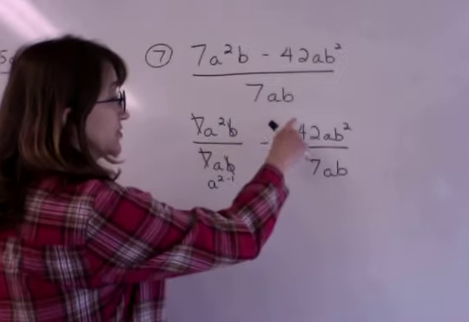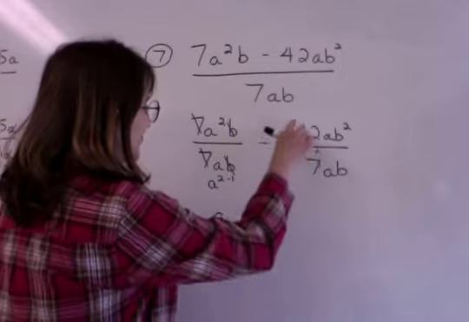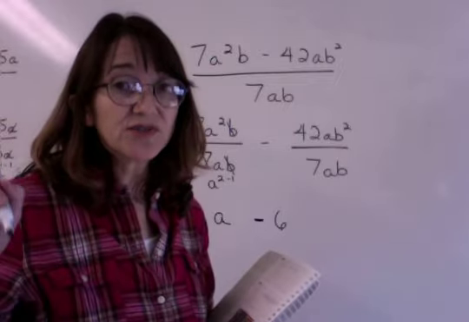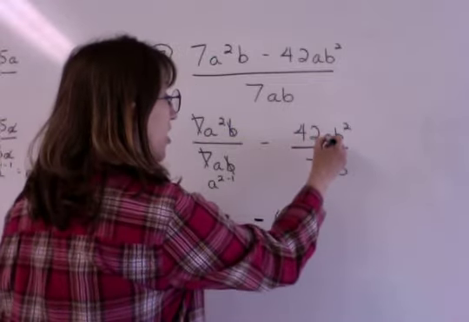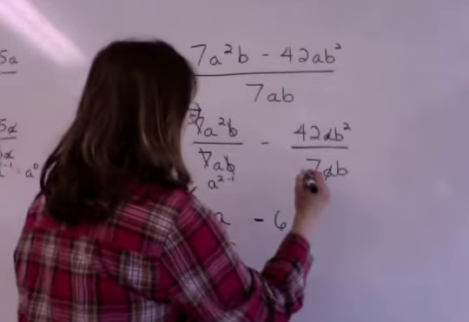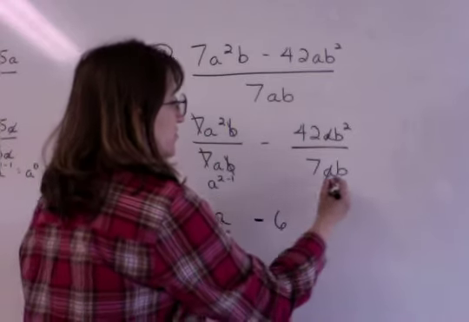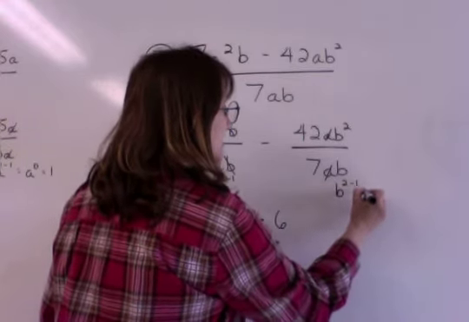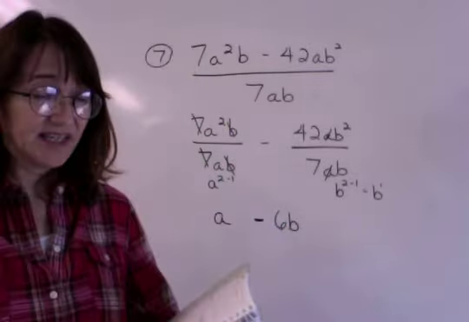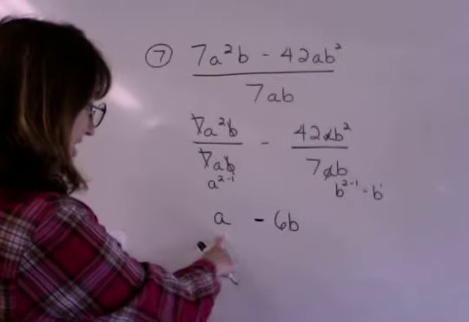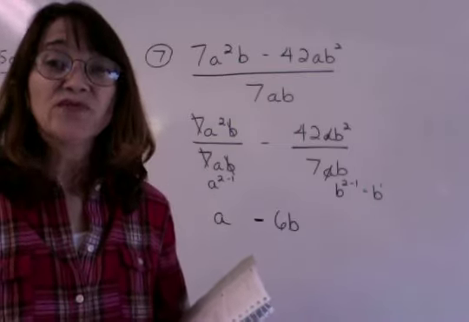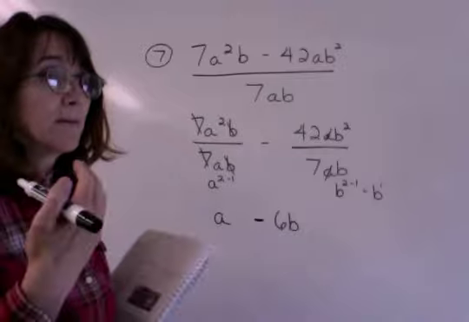Now let's deal with the numbers first. 42 divided by 7 is going to be 6. Now let's deal with the letters, the common factors. So this is common. So I'm just going to go ahead and cancel those out. But my b is going to be really similar to what my a's were over here. I subtract the exponents, and that's just going to become b to the first power, or it's simply going to be b. It stays there with the 6. So your answer to 7 is a minus 6b. So far, all we've done is we've subtracted with monomials.